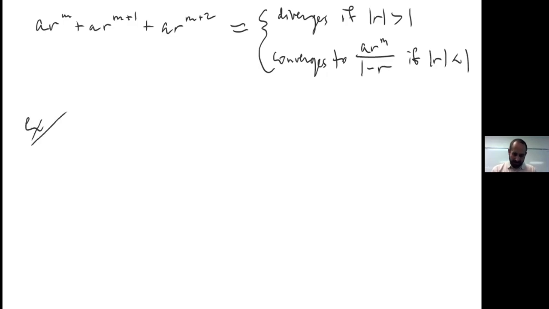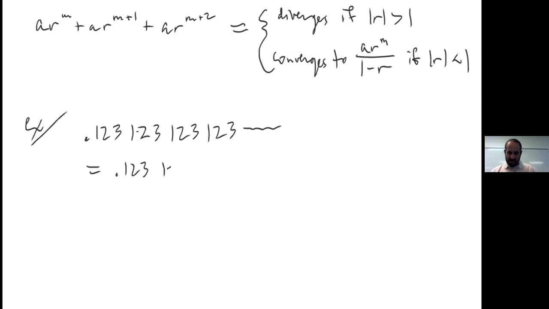What about this? 0.123, 123, 123, 123, etc. You know what the pattern is. This is a repeating decimal pattern, and I want to know what this is as a fraction. I'm telling you, we have the ability to do that now. How do we do it? Well, you write this as 0.123 plus, what do you think the next term would be? 0.000123 plus 0.000000123 plus etc.